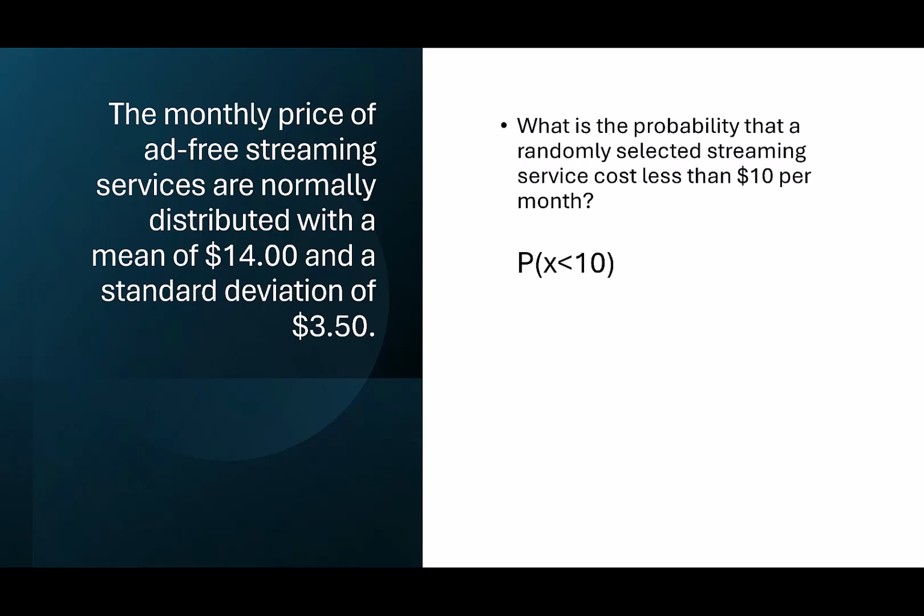Remember, when we go to Minitab, we need to tell it if we're looking at an area that's in the right tail, the left tail, in the two ends, or in the middle. Less than is going to be in the left tail. Also, because we're now doing a normal distribution and not a standard normal distribution, we need to enter the values of the mean, which is 14, and the standard deviation, which is 3.5.